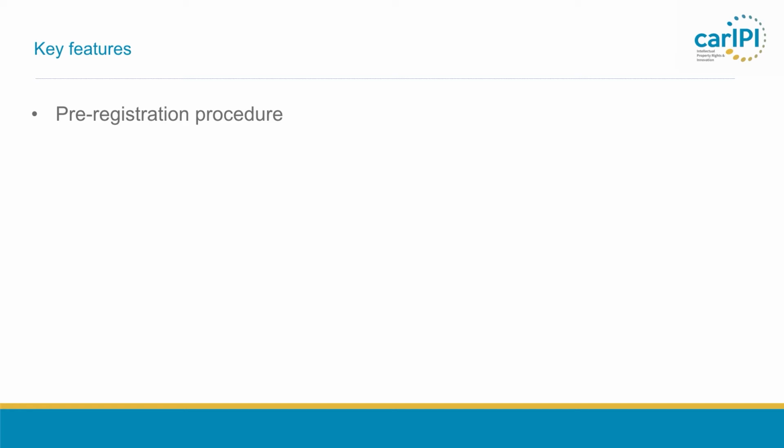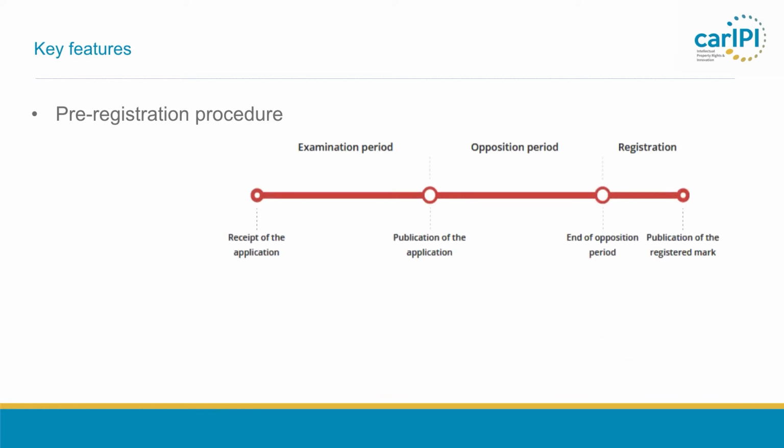To put the proceedings into perspective, we have to start with the application. So after the receipt of the application, it is examined to make sure that it complies with the formality requirements, that the classification is correct, and that there are no objections on absolute grounds. And if that is all correct, or if there have been deficiencies, they have been dealt with, then the application is published. When the application is published, a 3-month opposition period begins, and within this time, third parties can file oppositions that aim to prevent the registration of the application.